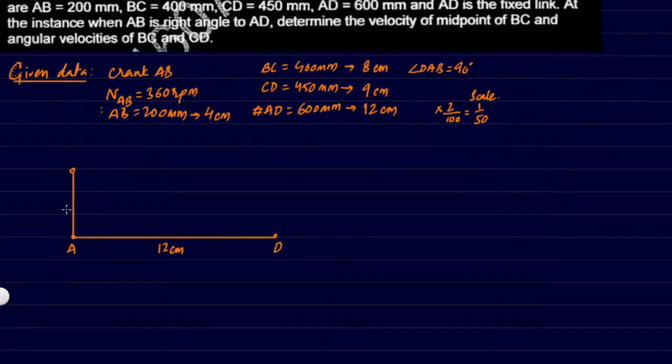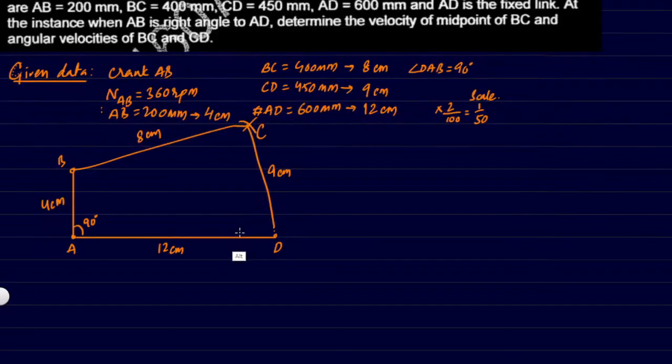AB is to be drawn at 90 degrees to find the point B, and the length AB we have to draw as 4 centimeters. Then from B to C the length has to be 8 centimeters, and the length from D to C is 450, that is we have to draw it as 9 centimeters. With these two we'll have to draw arcs, and by connecting them we will get this point C. So this is how we will need to draw the position diagram.